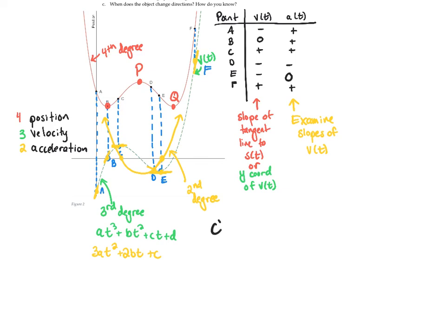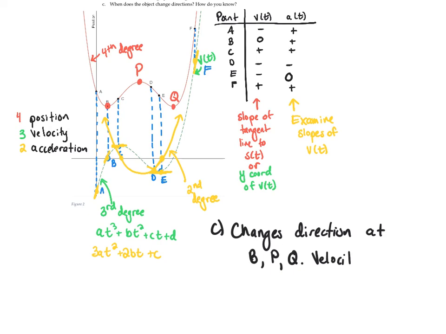So for part C, we can say that the object changes direction at points B, P, and Q, and the reason we know is that the velocity changes sign. So we can look at the velocity graph and we can say, okay, to the left of point B, my velocity was negative, and then it went 0, and then it went positive. It's very important that you actually observe that sign change in the velocity, not just a 0 velocity.